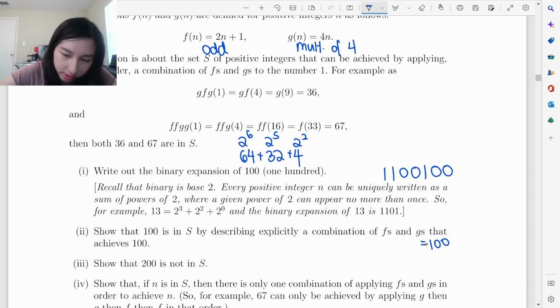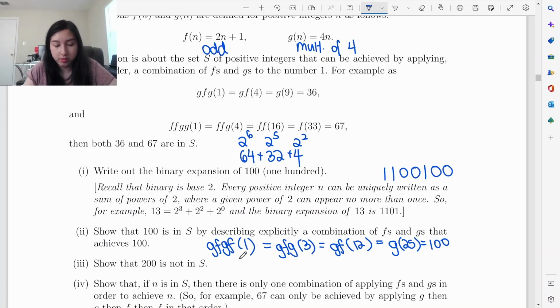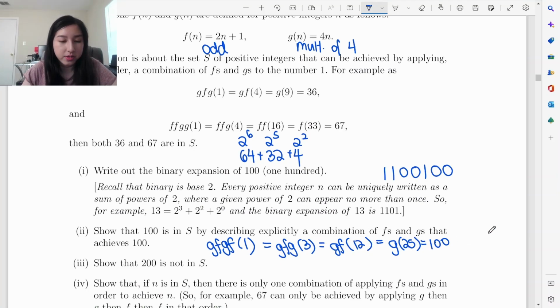100, so before 100 probably have g because 100 is a multiple of 4 times 25. 25 is odd, so before g it was f, which is 12. 12 times 2 plus 1 is 25, and before 12 it was g again because 12 is a multiple of 4, so we would have 3, and 3 is an odd number, so it would be f again, which is 1. Perfect. So 1 times 2 plus 1 is 3, and then times 4 you get 12, times 2 plus 1, 25, times 4 is 100.